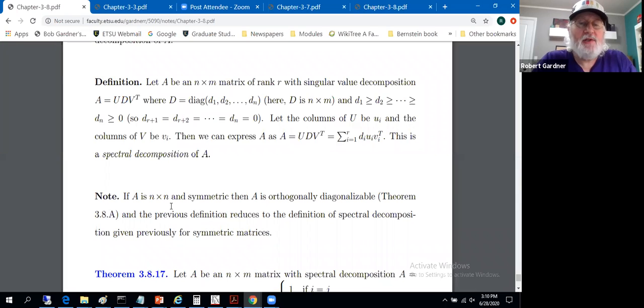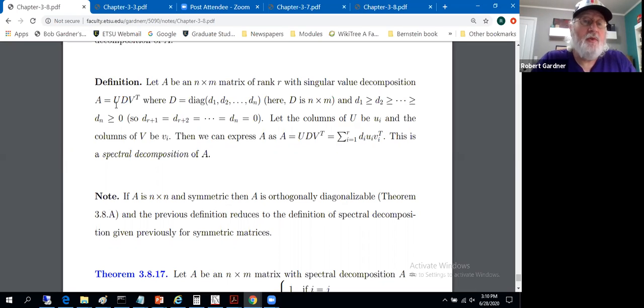We've liberated ourselves a little bit upstairs. I think we probably had a symmetric matrix here. Here, not symmetric. Upstairs, we had orthogonally diagonalizable. Down here, not, but sort of, right? That's what a singular value decomposition is. A sort of orthogonal diagonalization.